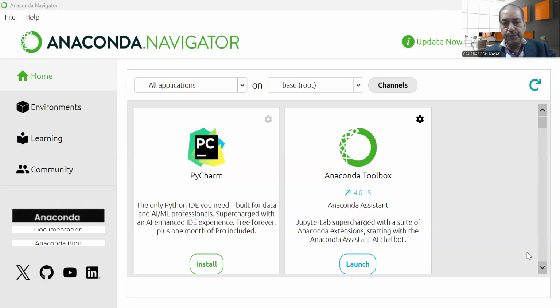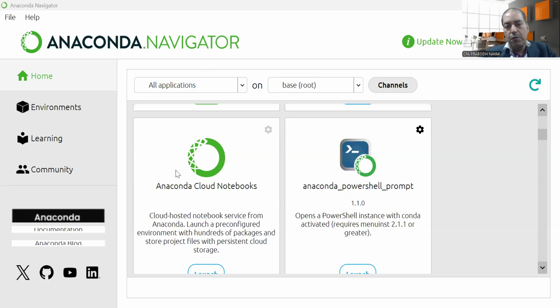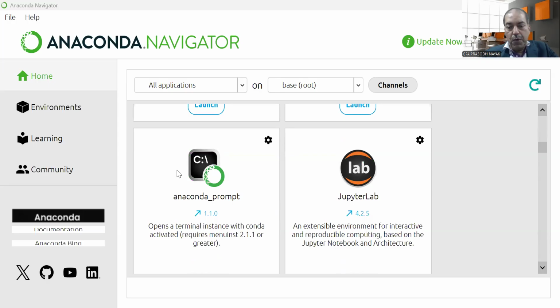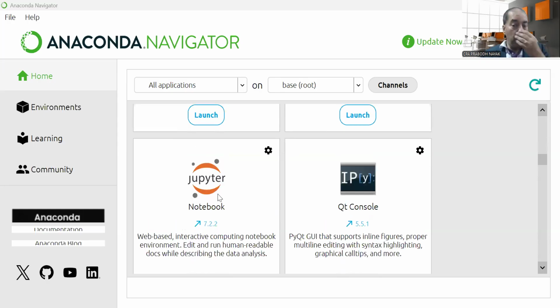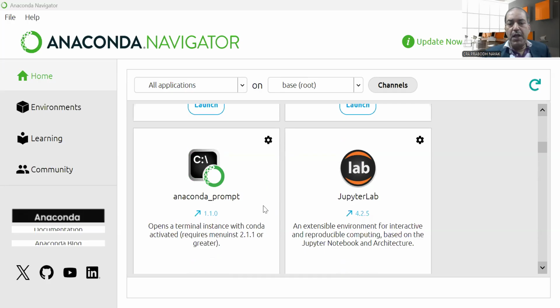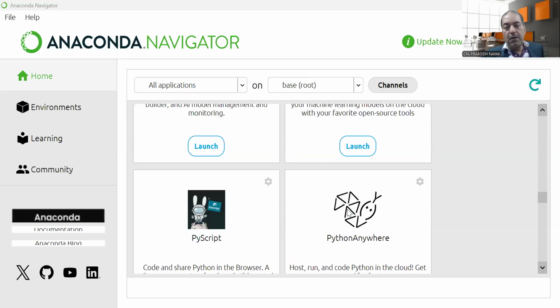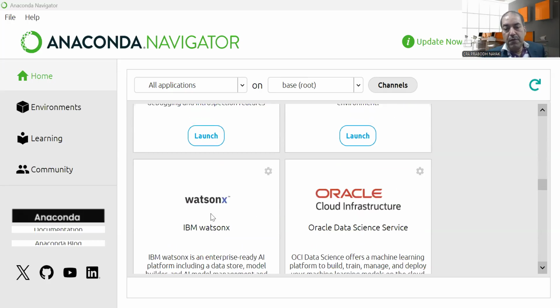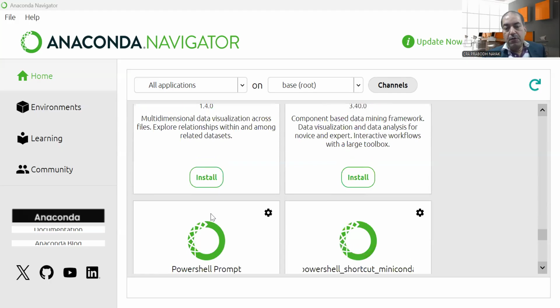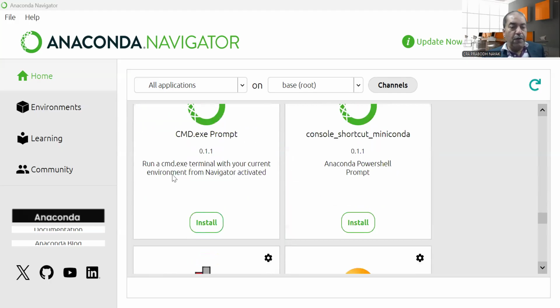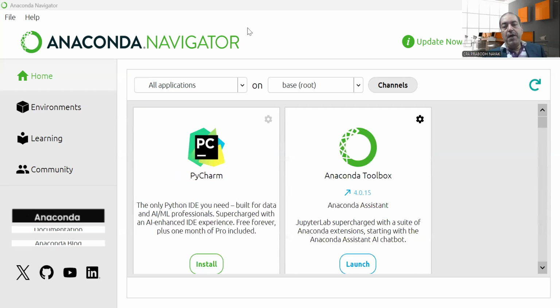Okay, can you see my screen now? Yes, sir. Okay, this is what you should be getting once you download your Anaconda Navigator and open it. PyCharm, Anaconda Toolbox, Anaconda Cloud Notebooks, PowerShell Prompt, Anaconda Prompt, Jupyter Lab, and Jupyter Notebook. This is what we are going to make use of. We can make use of Jupyter Lab also. Then there are Spyder, EduBlocks, Oracle, Python Anywhere, PyScript. All these things are there, so just check it out. RStudio is there. So you should be able to get this.